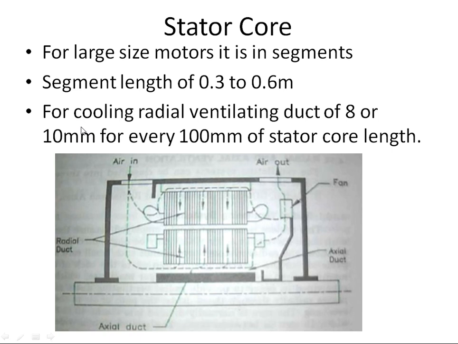Besides the segments, the motor is required to have effective cooling. For that, there is a thumb rule that for every 100 mm length of the stator core, a radial ventilating duct of 8 to 10 mm is provided for cooling purposes, both in the stator core as well as in the rotor core. So the air can easily flow in and out of the core and maintain the temperature within its permissible limit. The overall length of the core in that case will increase, and we will discuss in our coming lectures how this duct will affect the performance of this particular induction motor.